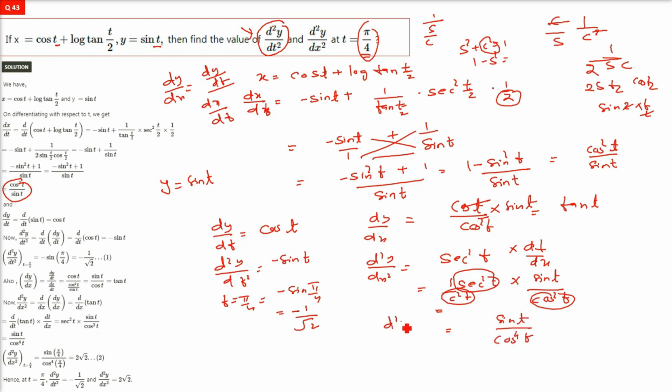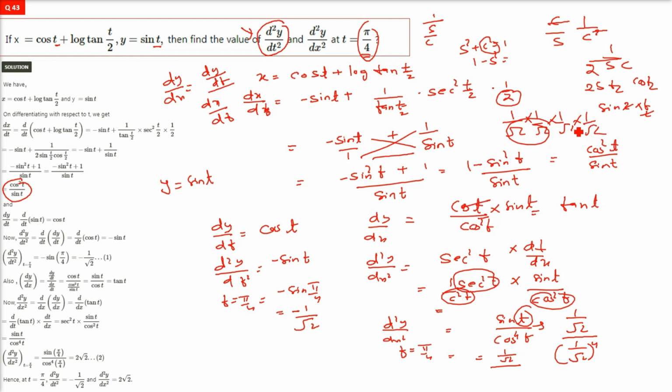So this is d2y by dx2. At t equals pi by 4, we have to compute. So sin pi by 4 is what? Sin 45 degrees is 1 by root 2. Cos to the power 4 t will be 1 by root 2 to the power 4. So we have 1 by root 2 divided by 1 by root 2 to the power 4.